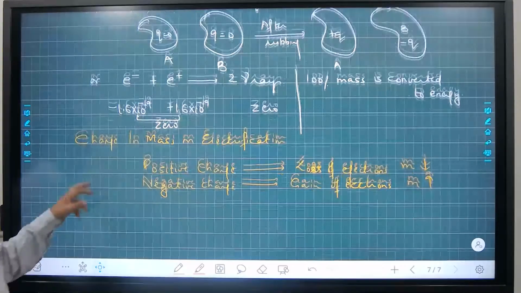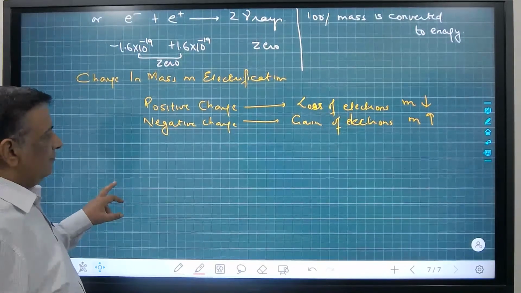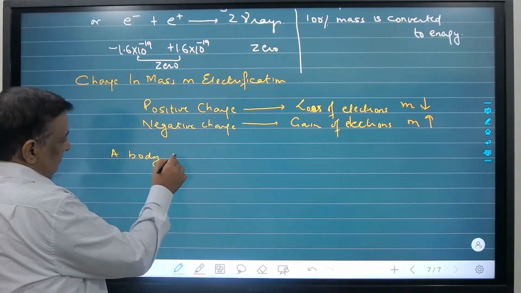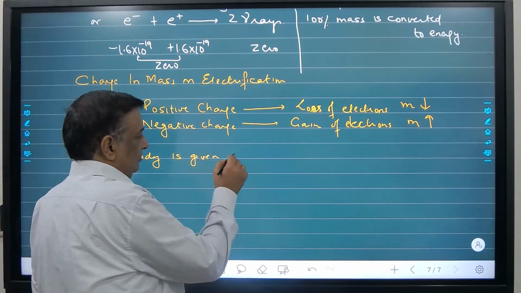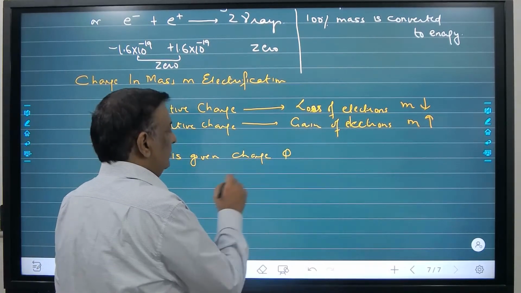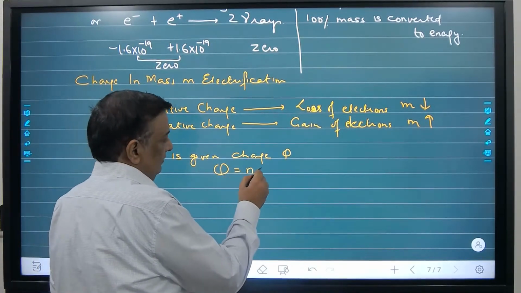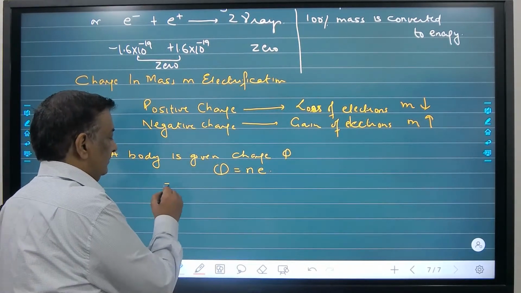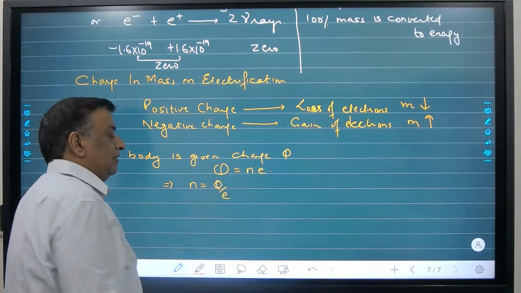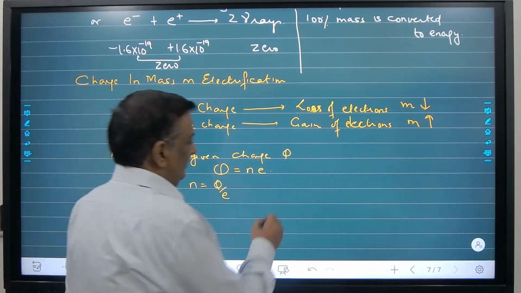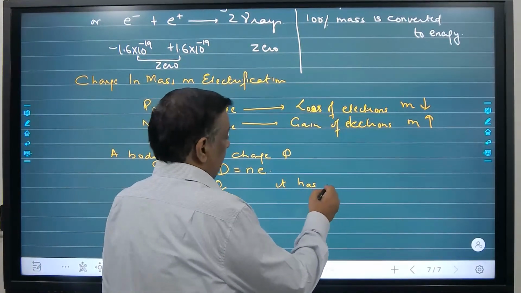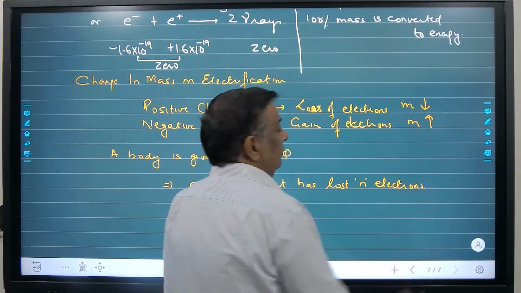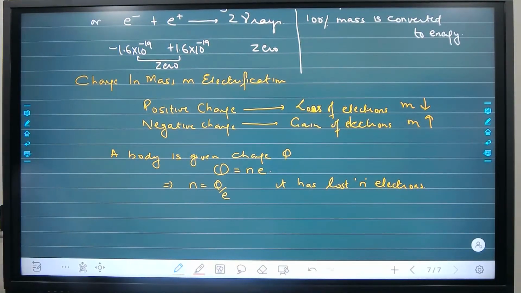Now, how much mass will decrease? That we can find using quantization. Like if a body is given charge Q, say plus Q, plus Q means it has lost electrons. If it is a charge Q, it means it has lost n electrons. To give a body charge Q, it has to lose n electrons. Now, if a body loses n electrons, it will also result in decrease in mass.